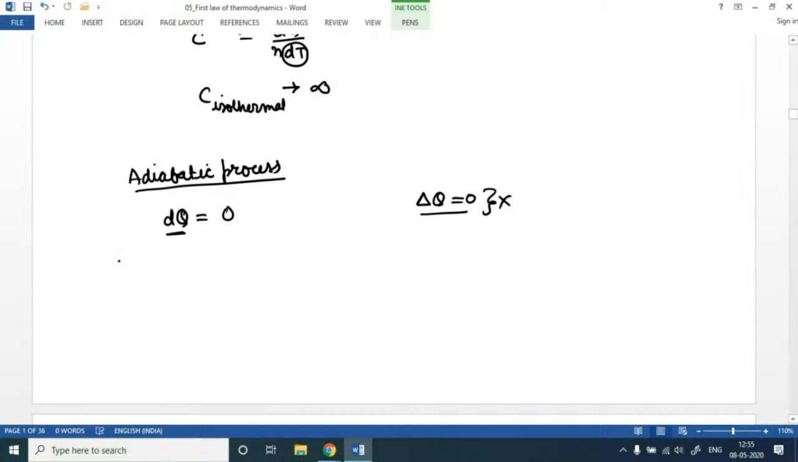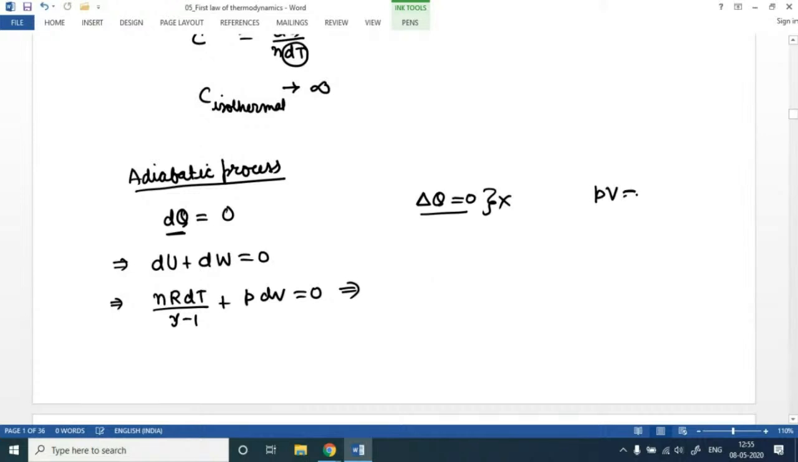Okay, so if dQ is equal to 0, according to the first law of thermodynamics, you can write dU plus dW is equal to 0. And dU we have learned how to write that. Like dU we can write it as nR dT upon gamma minus 1, and dW you understand is nothing but P dV, that will be equal to 0. So nR dT we can write it as nRdT. From ideal gas equation, you understand that PV is equal to nRT. So if we differentiate both sides, PdV plus VdP will be nothing but nRdT.